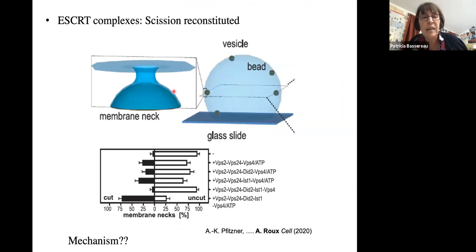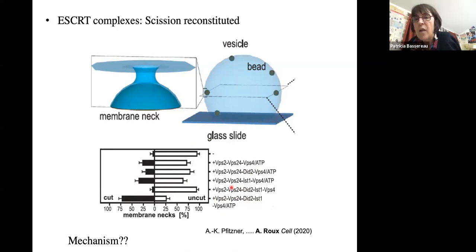So this would be the bead, this would be the membrane of the vesicle, and this the neck. He has worked with this protein from yeast, and he has shown that if you have a very complex mixture of this protein, and if you have ATP, you can also induce fission. Otherwise, in many cases, you have almost no cut. So at least he has been able to reconstitute the fission with this very complex system.